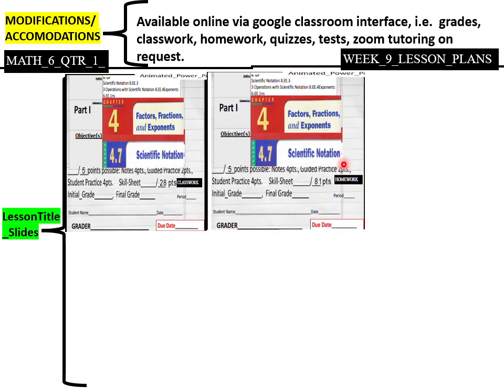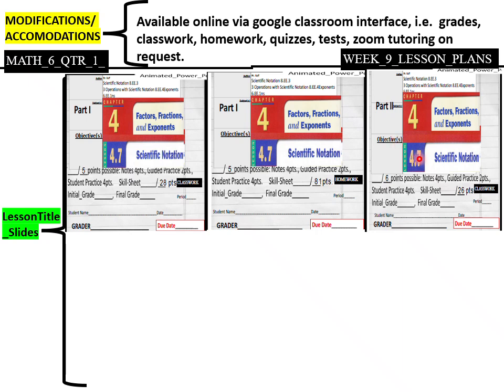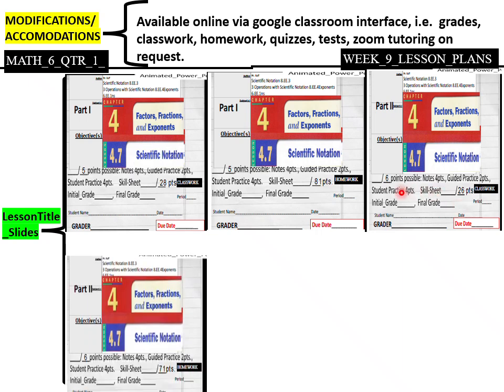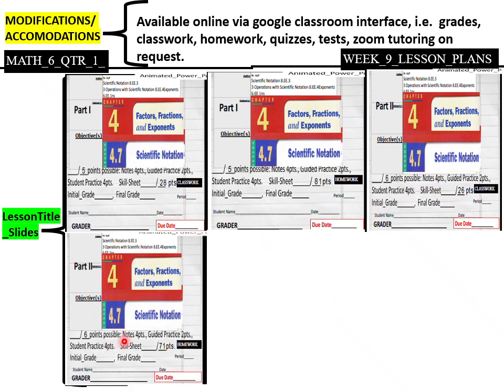And then the homework now is 81 points. We got 81 points of homework for the same standards, factors, fractions, and exponents, and that covers scientific notation. And then we go into 4.7 classwork, Part 2, 26 points in classwork, 6 points in note-taking. And then for 4.7 Part 2, you got 71 points of homework.